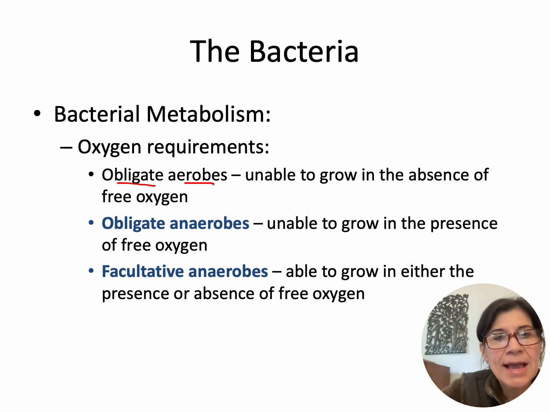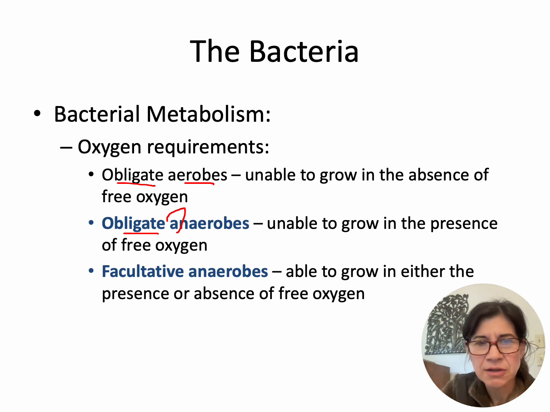Then there's obligate anaerobes. So these are ones that are obligated to live without air. Remember, if you have an A in front, it means without air. So they're unable to grow in the presence of oxygen. These obligate anaerobes don't use oxygen. And then there's facultative anaerobes, which means they can do either. They can grow with or without oxygen. So even though bacteria seem very simple, their cells are very simple, they're actually very successful at life, right? They can grow in diverse environments.